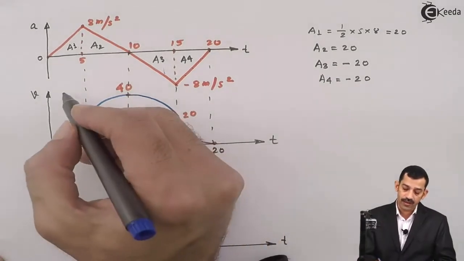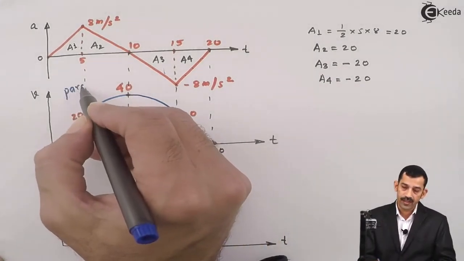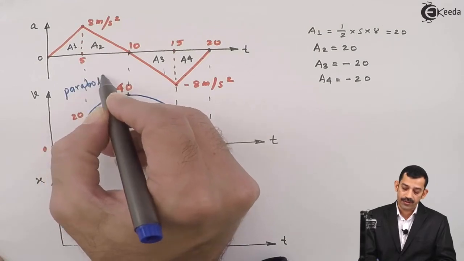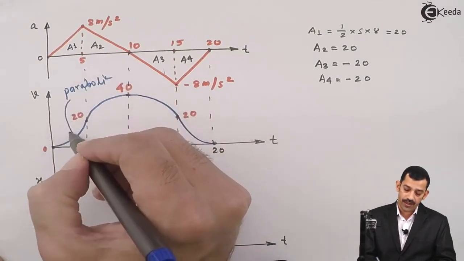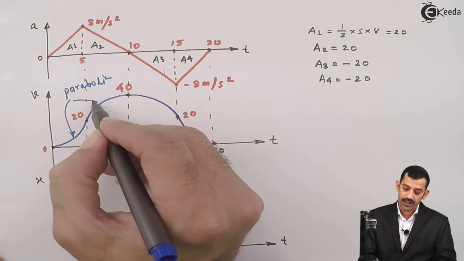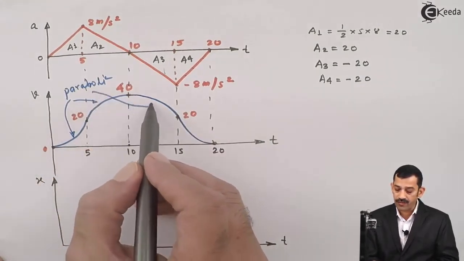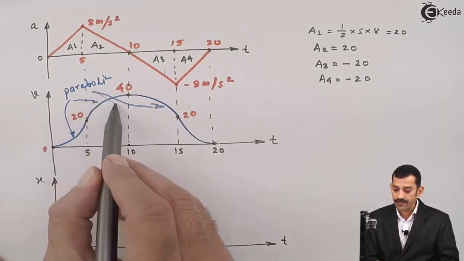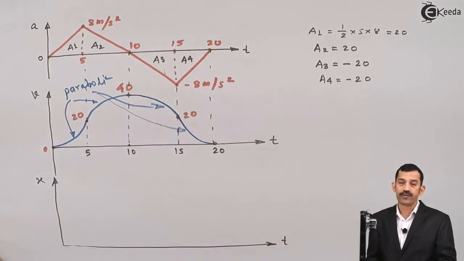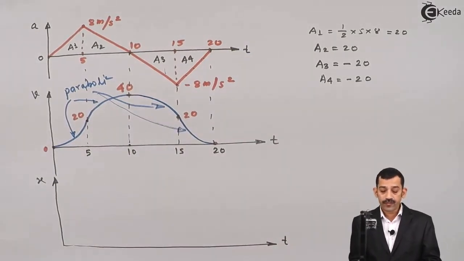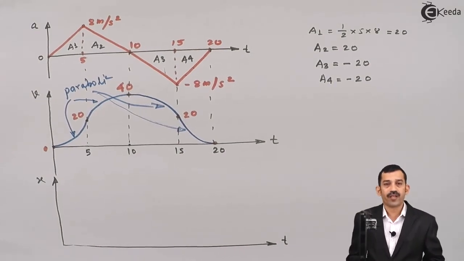That means all these curves are what? These are parabolic curves. Your curve number 1 is parabolic, the next one is parabolic, the next curve we will represent is also parabolic, and this last curve is also parabolic. Now the VT diagram is ready. From the VT diagram, if you want to draw the XT diagram, change in position or displacement is the area under the VT diagram.